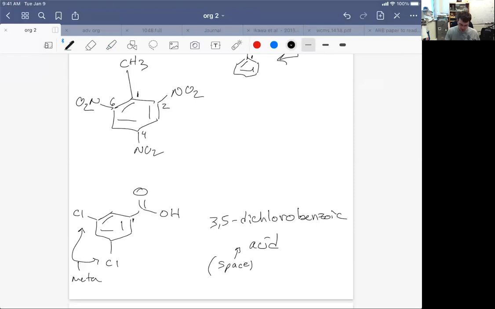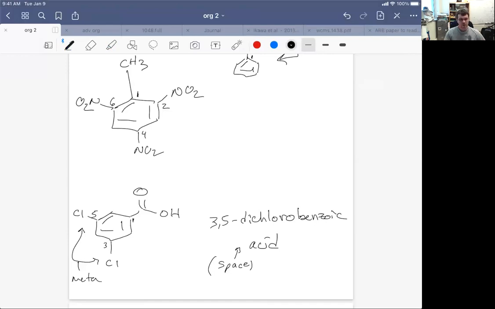I counted 1, 2, 3, 4, 5. So starting at the carbon, which is lower priority than the chlorine atoms, but we start at carbon here because it's part of the carboxylic acid that defines the common name benzoic acid. Now, I only need you to know toluene, benzoic acid, benzaldehyde, phenol, and a phenyl group. Okay.